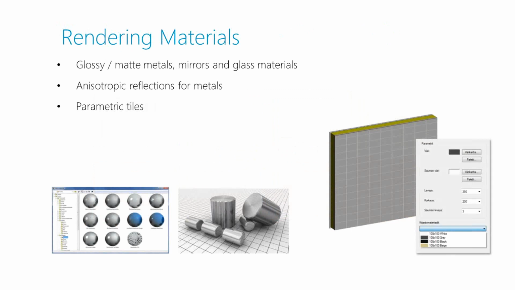Also, we have added some metal materials in the library, both glossy and diffuse reflecting metals, and also metal finishes like hammered metals or scratched or brushed, almost anything. And then there's parametric tiles for interiors. Dimensions and colors can be entered for the tile material.